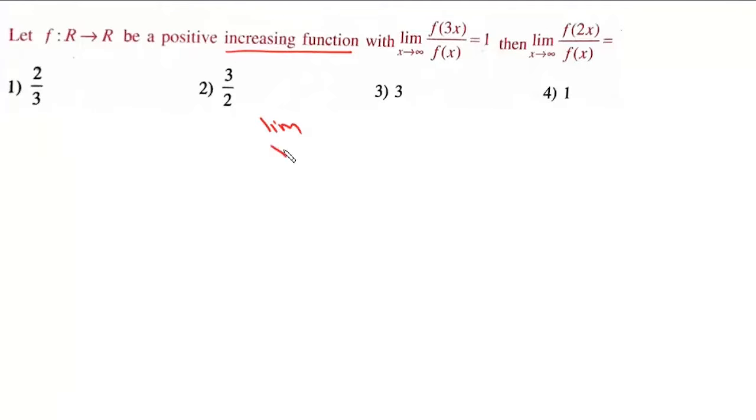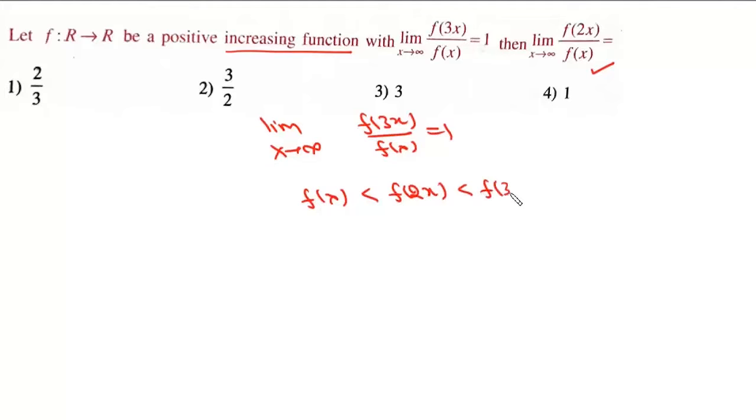Now here the question is, let f be a positive increasing function with limit x tends to infinity of f(3x) upon f(x) equals 1. We need to find this limit x tends to infinity f(2x) upon f(x). Now since f(x) is a positive increasing function, then we know that f(x) will be less than f(2x) and will be less than f(3x). Now we divide everything with f(x), we can write 1 is less than f(2x) upon f(x) and will be less than f(3x) upon f(x).